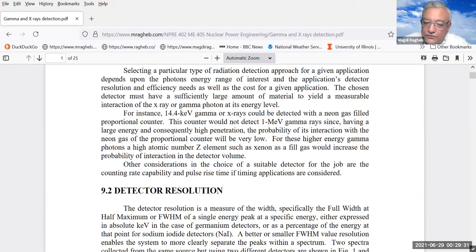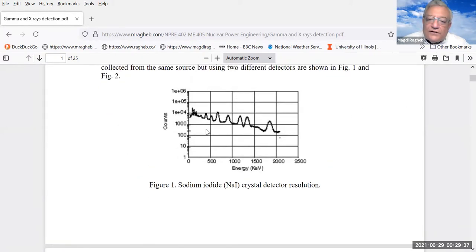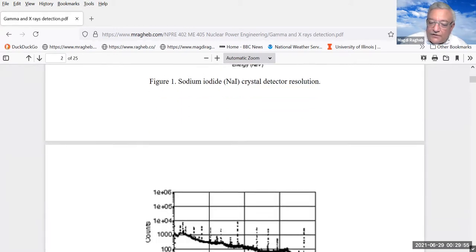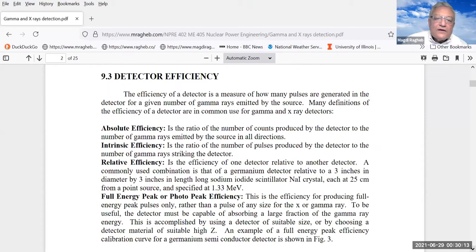It has to do with detector resolution. One type of detector is the sodium iodide, NaI, crystal detector. You'll find that it has a resolution over a large range of the energy of the photons that it tries to detect, but the resolution decreases the higher the energy of the photon. So you have to take that into account. This is the counts per minute according to the energy of a semiconductor detector, using germanium as the element in that case.